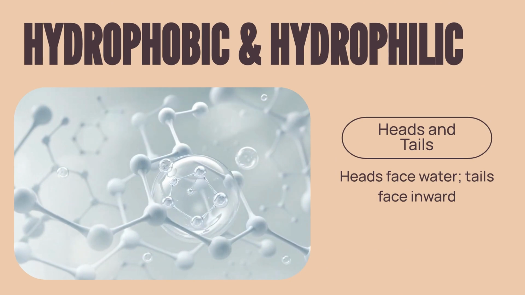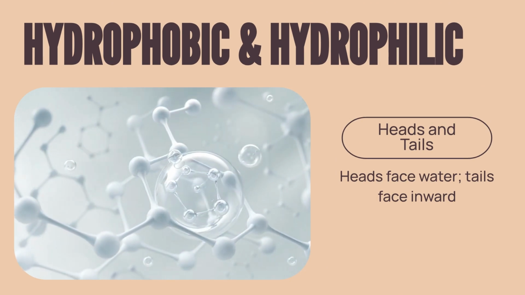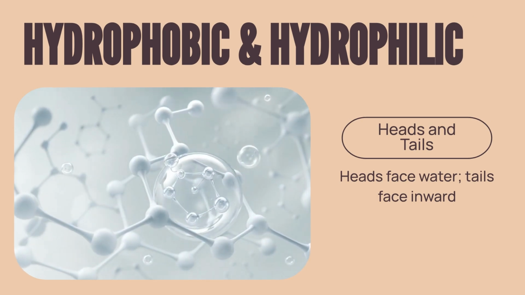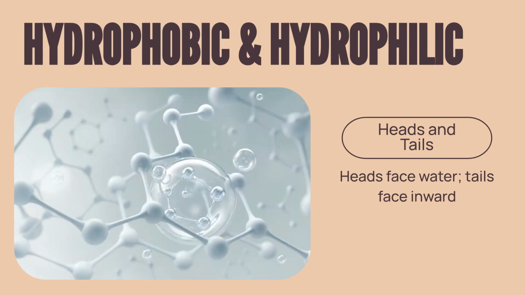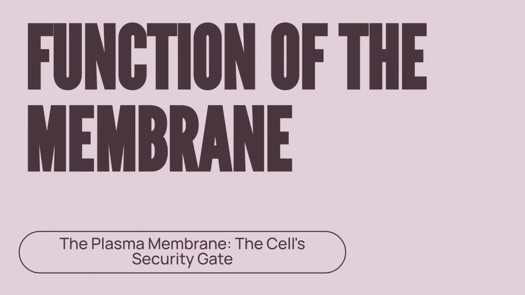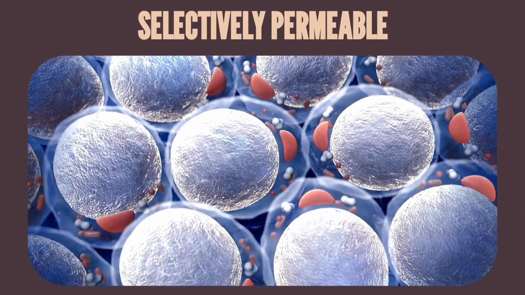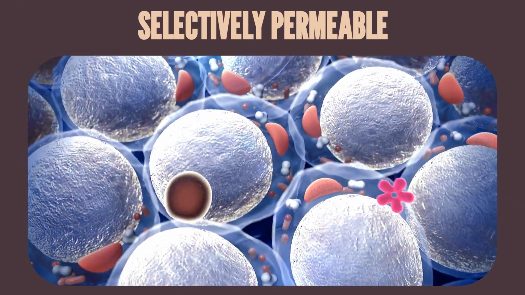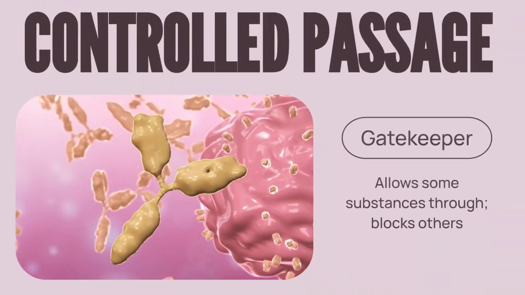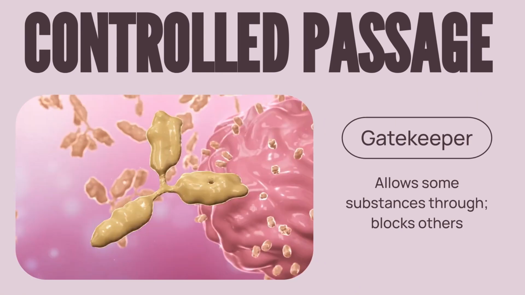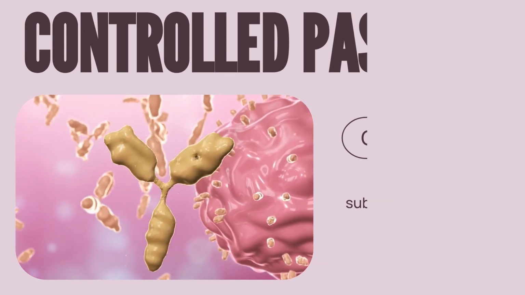Each phospholipid has a polar, hydrophilic, or water-loving head that faces outward, and two nonpolar, hydrophobic, or water-fearing tails that face inward, away from the water. This unique structure gives the plasma membrane its most important functional characteristic. Because of this unique sandwich-like structure, the membrane is known as selectively permeable. This means it allows certain substances to pass through easily, while strictly preventing others from crossing the boundary.